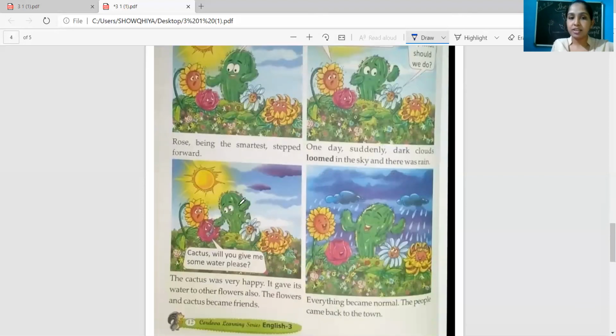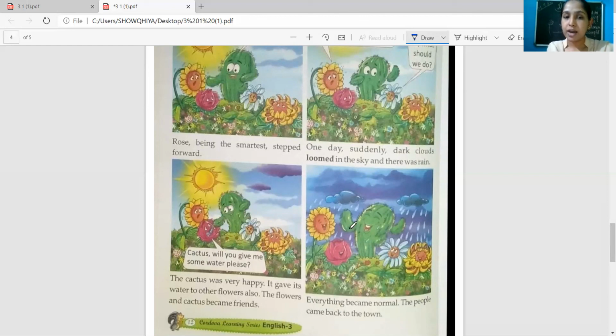So now you can see that here they are drinking the water. In the picture, can you see? The cactus is laying out its stems and they are all drinking the water. "Cactus, will you give me some water, please?" Who is telling here? The rose is telling. Look at the picture they have given here, children, where I'm keeping my pen. "Cactus, will you give me some water, please?"